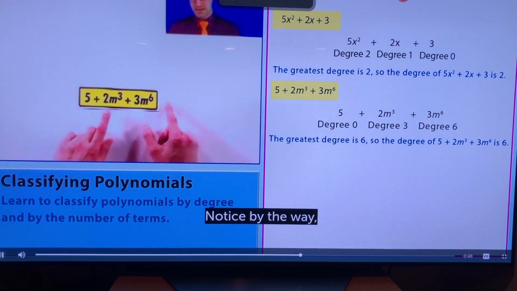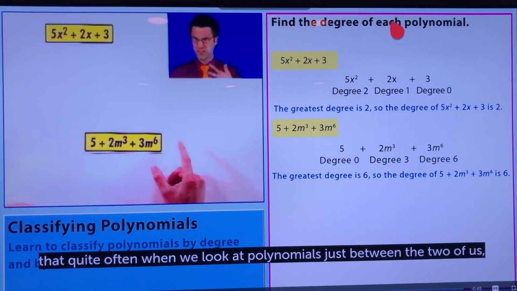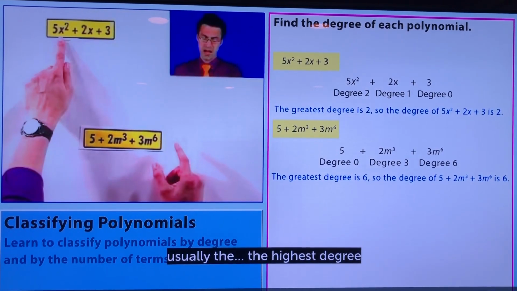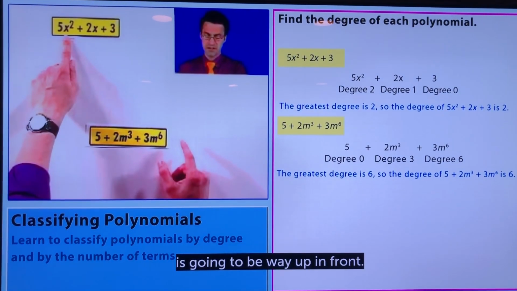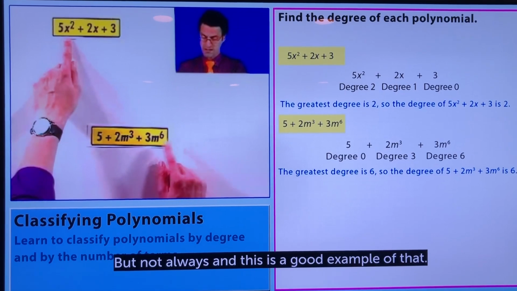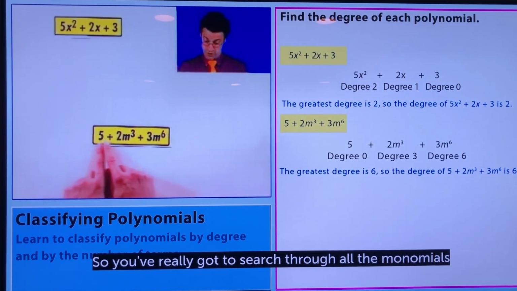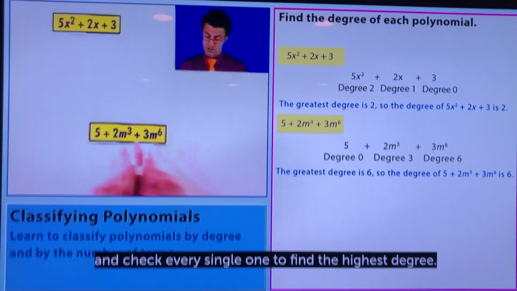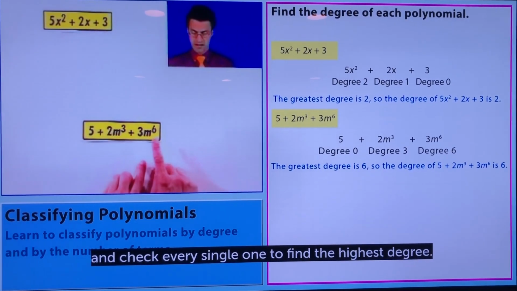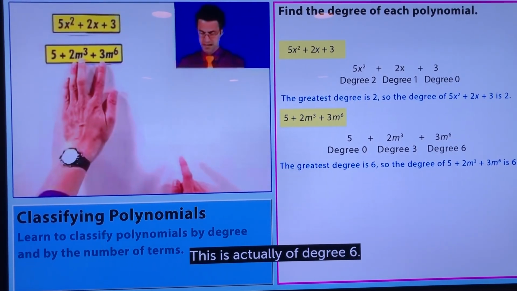Notice, by the way, that quite often when we look at polynomials, usually the highest degree is going to be way up in front. But not always, and this is a good example of that. So you really got to search through all the monomials and check every single one to find the highest degree. This is actually of degree 6.